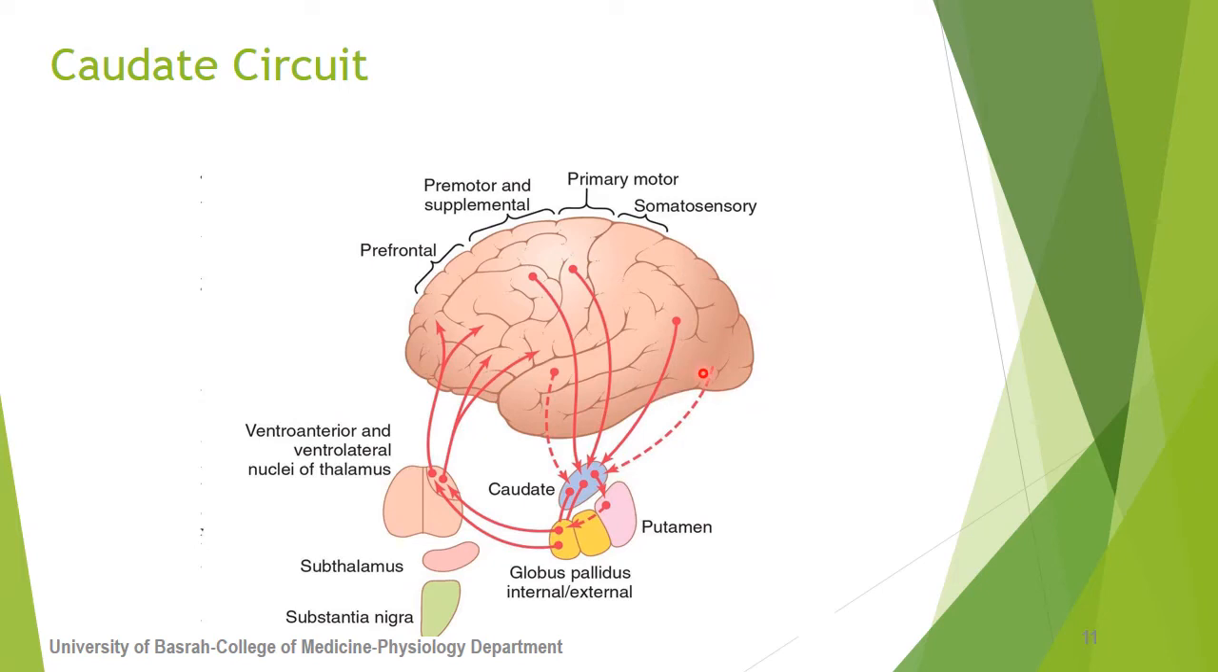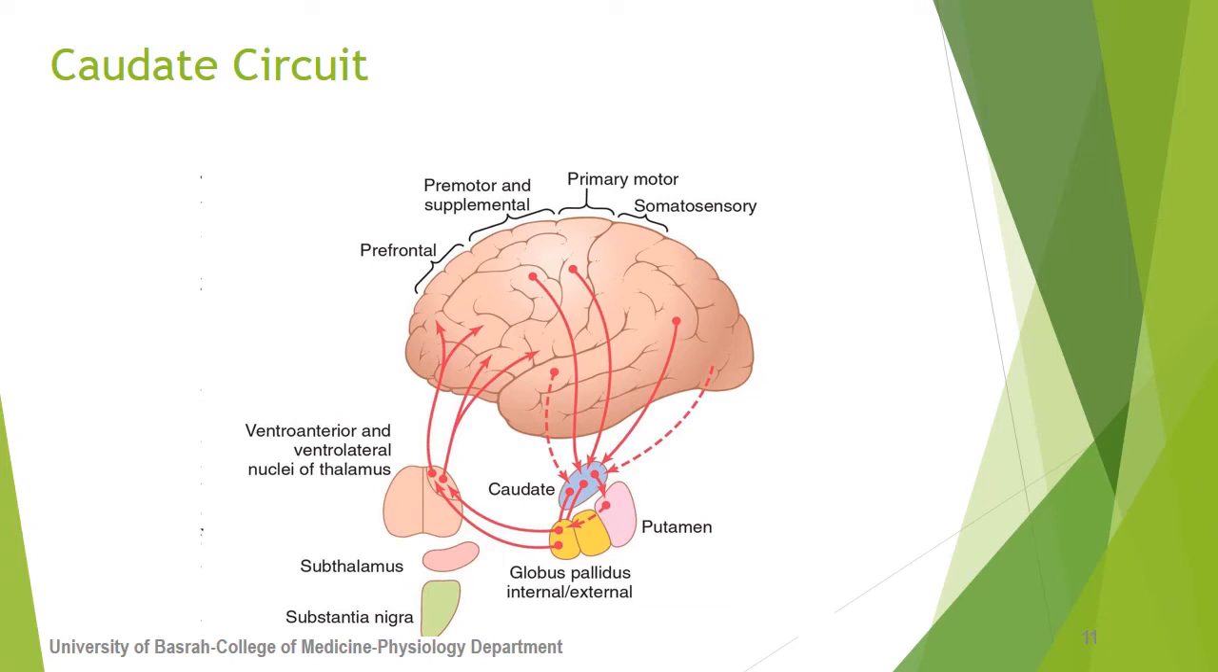So the whole cortex will contribute projecting neurons in the caudate circuits, passing to the caudate and then to the globus pallidus. But we can see it can also pass to the putamen and then to the globus pallidus. These are other parts of other circuits between the nuclei. But the major part is from the caudate to the globus pallidus and then to the ventroanterior and ventrolateral nuclei of the thalamus, to pass thereafter again to most of the motor cortex, including the premotor, supplementary, and prefrontal.